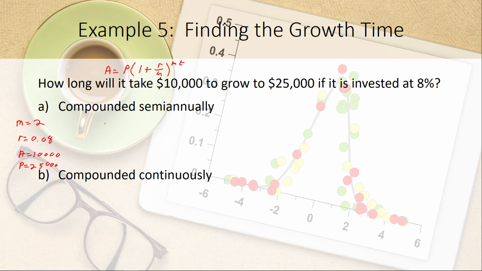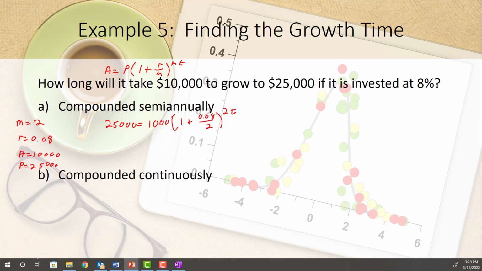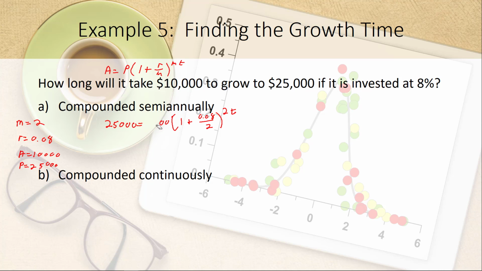We are going to have $25,000 for A. That's going to be equal to $10,000 for P times 1 plus r, which is 0.08, divided by 2, since we're compounding semi-annually, raised to the 2 times t power, which is what we're trying to figure out. Oh, and I made the exact same mistake in class. Can't believe it. This is not 1,000. This should be 10,000. So we have 1, 2, 3, 4. Okay, so the first thing that we can do is we can divide both sides by $10,000.